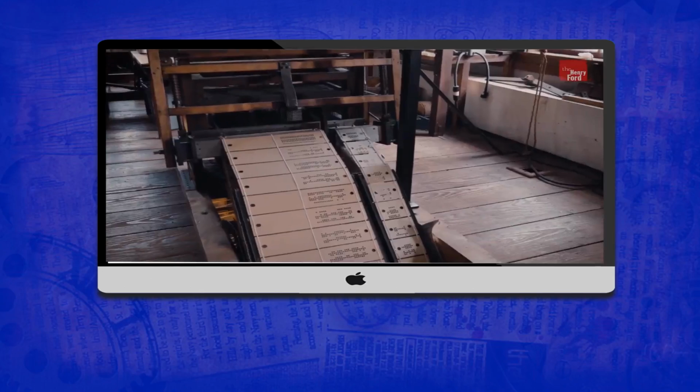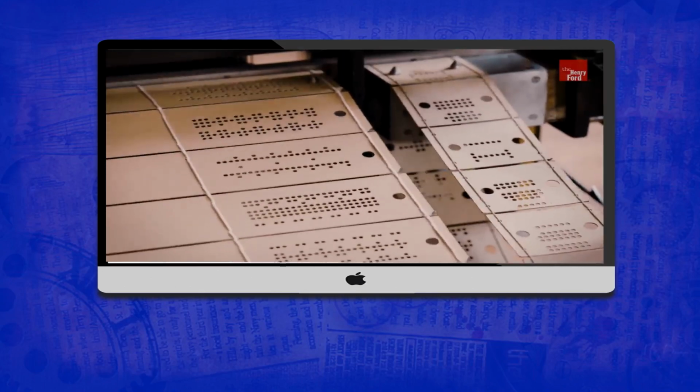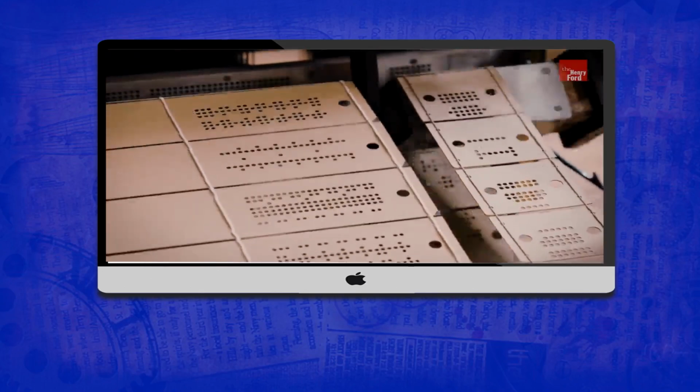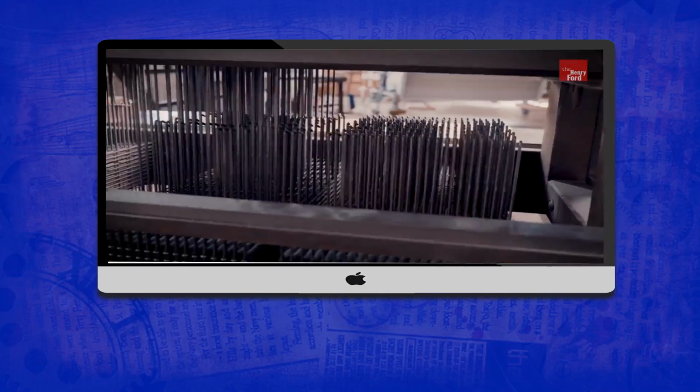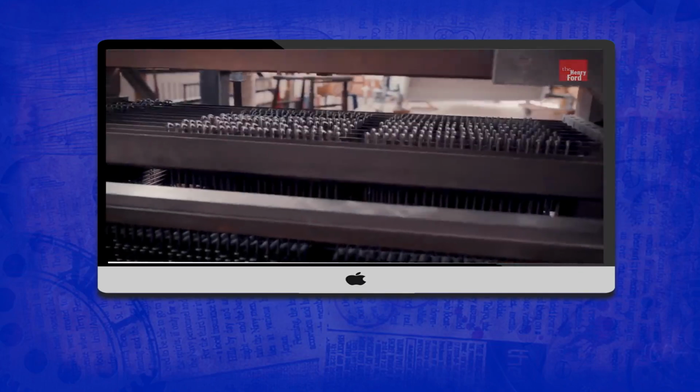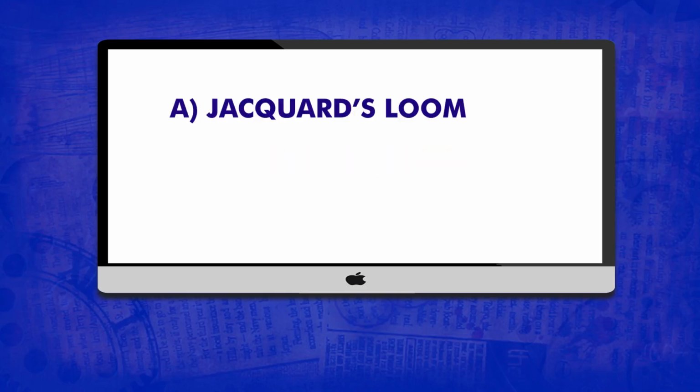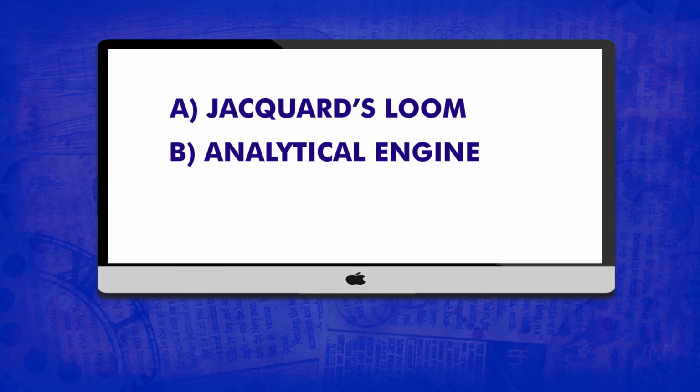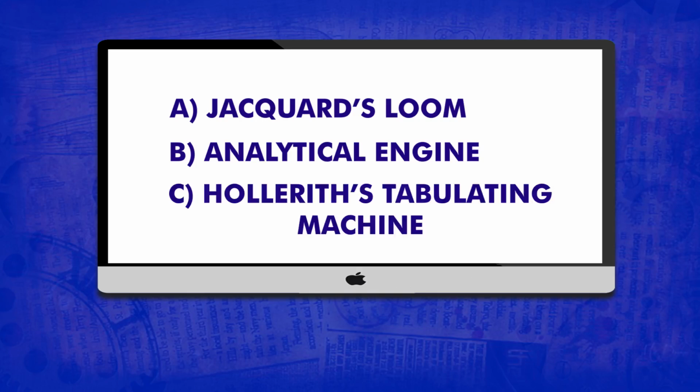Electromechanical devices can also be categorized under electronic devices in a sense, mainly because they are powered by electricity. Examples of prominent electromechanical devices include A. Jacquard's loom, B. Analytical engine, and C. Hollerith's tabulating machine.